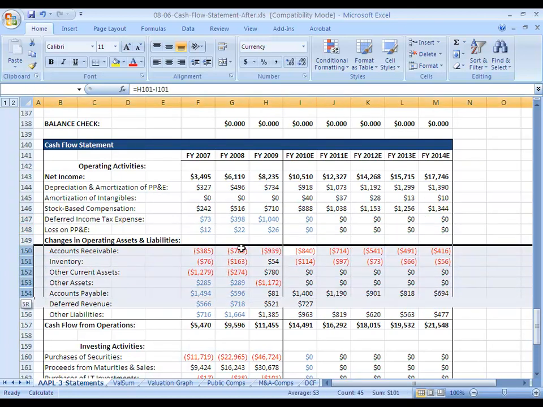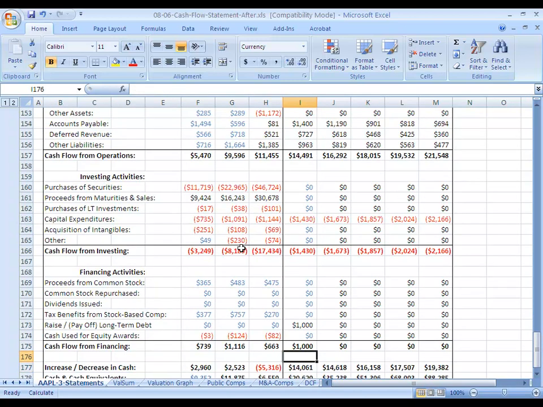Changes in operating assets and liabilities, we're going to simplify into one line item. Under investing activities, CapEx is the only one here that changes in future years, so that's the only one we're going to list. And then financing activities, there's really nothing here. We're going to ignore our previous assumption that we actually raised debt in 2010 here. We're just going to ignore this and pretend that nothing happens in this case.